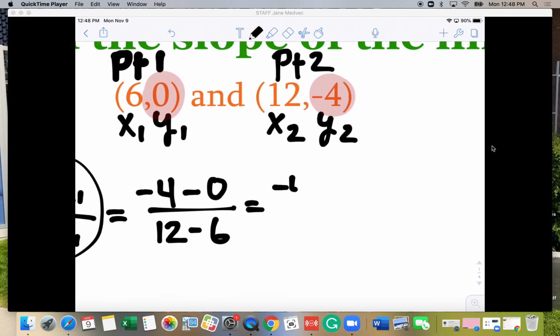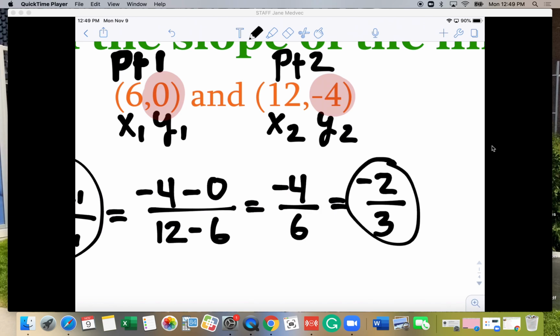I end up with -4 over 6. And that gives me -2/3. Notice how I'm leaving this as a fraction, rise over run. This would never be a decimal. You never write that as a decimal. You always write it as a fraction, a number over another number.